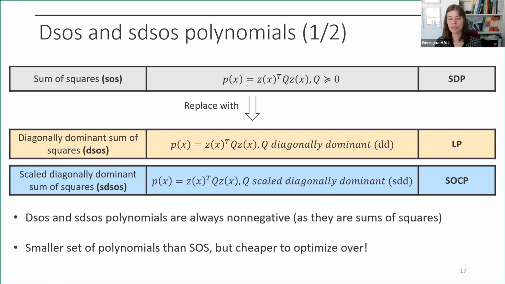Okay, so let me just comment briefly on this. It's quite clear, because diagonally dominant matrices are PSD and so are scaled diagonally dominant matrices, that any DSOS polynomial or any SDSOS polynomial is going to be a sum of squares, and so non-negative, okay? So when you're optimizing over these sets, you're still optimizing over non-negative polynomials, so you keep your guarantees there. But it is a smaller set of polynomials than the sum of squares, which makes them cheaper to optimize over, but possibly can be of less good quality.